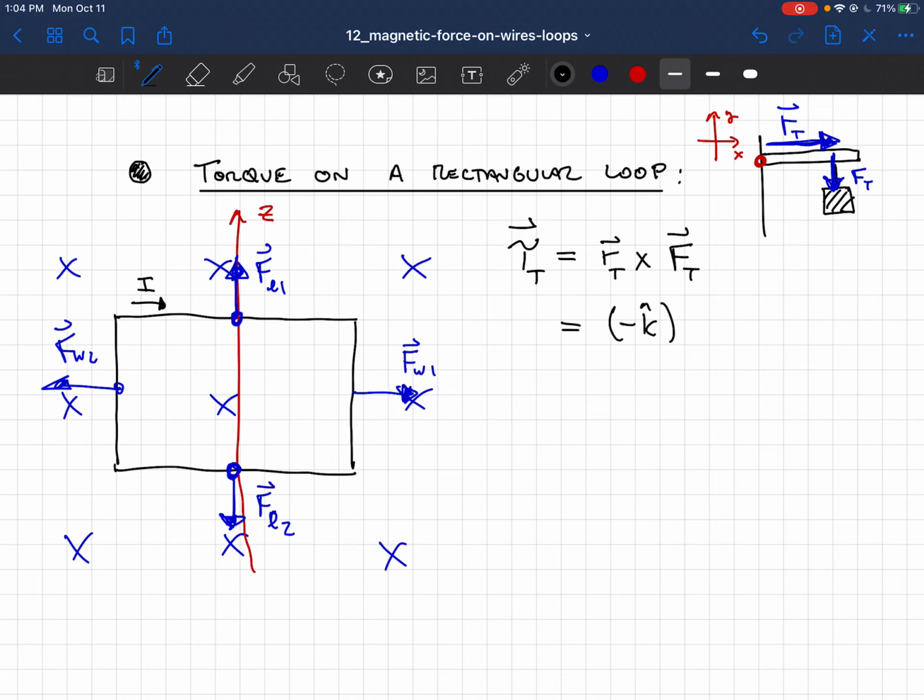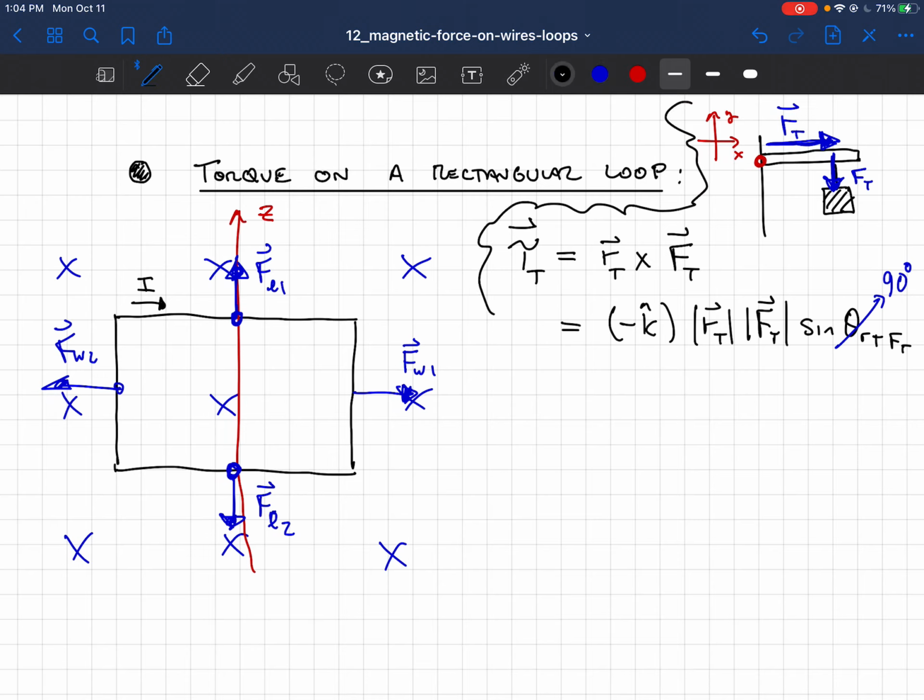And then the magnitude of the torque is given by r_T. So that's just the magnitude of that vector there, whatever the distance out the bar is, times the magnitude of F_T, times the sine of the angle between them, which in this case is 90 because of the way that I've drawn it. So that will just be 1, sine of 90 is 1. So that's a calculation of a torque, just to remind you how to do it.